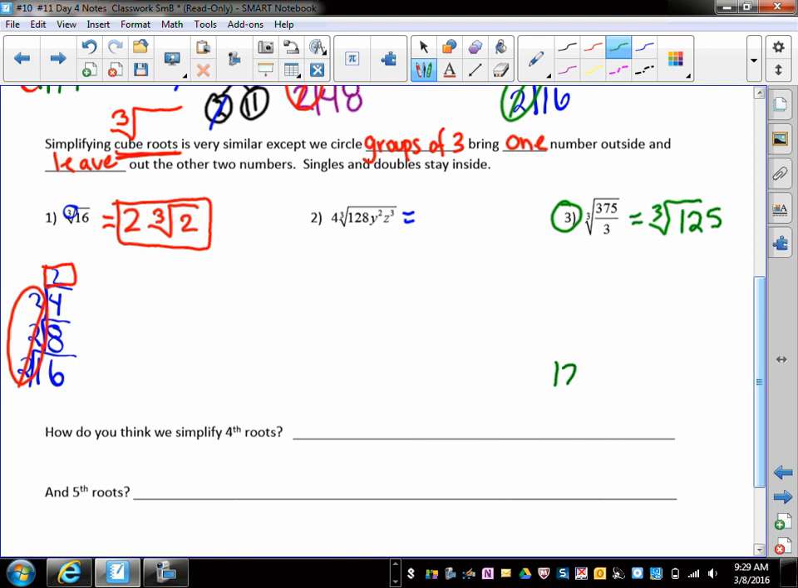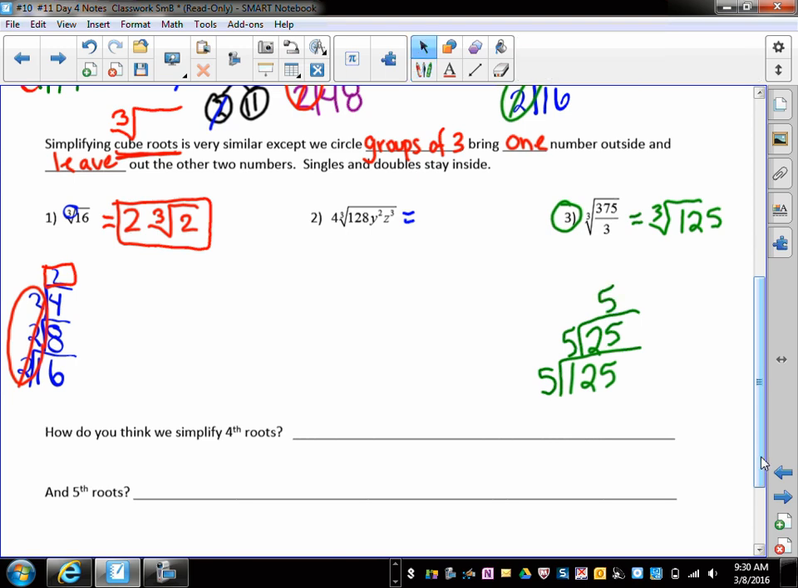Alright, let's break down 125. Notice it ends in a 5. So it's divisible by 5. How many times does 5 go into 125? Use your calculator to help you out. 125 divided by 5. 25. Good. Okay. 25 divided by 5. Alright. 3 of a kind.